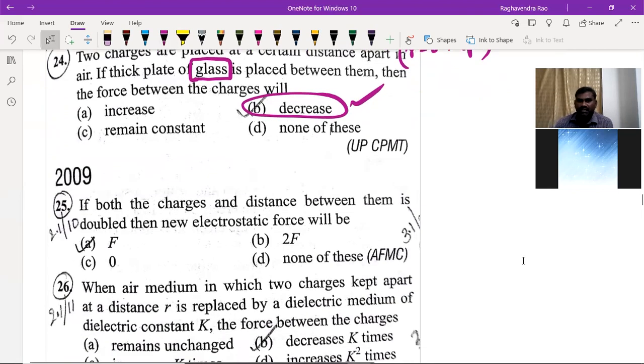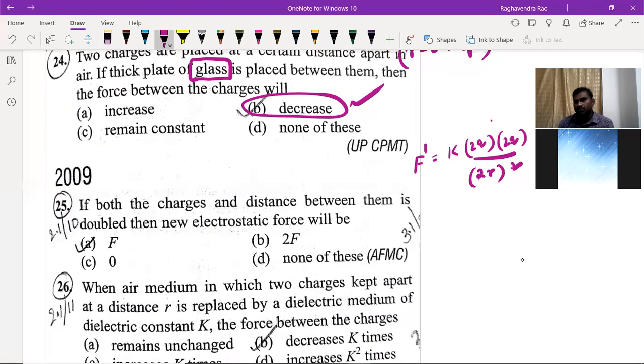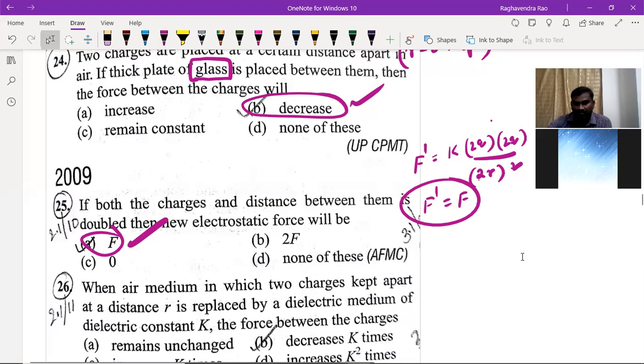Now, if both the charges and the distance between them are doubled, the new electrostatic force F dash is equal to K into 2Q, 2Q, since Q1 and Q2 both are doubled. Distance is also doubled, that means (2r) whole square. 2 square is 4, 4 and 4 cancel. Then F dash is equal to F. Doubled, halved, like that they will give and ask the questions.